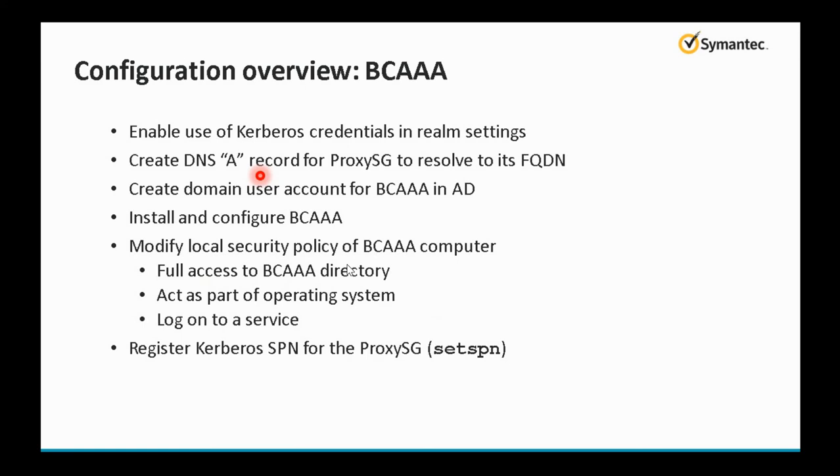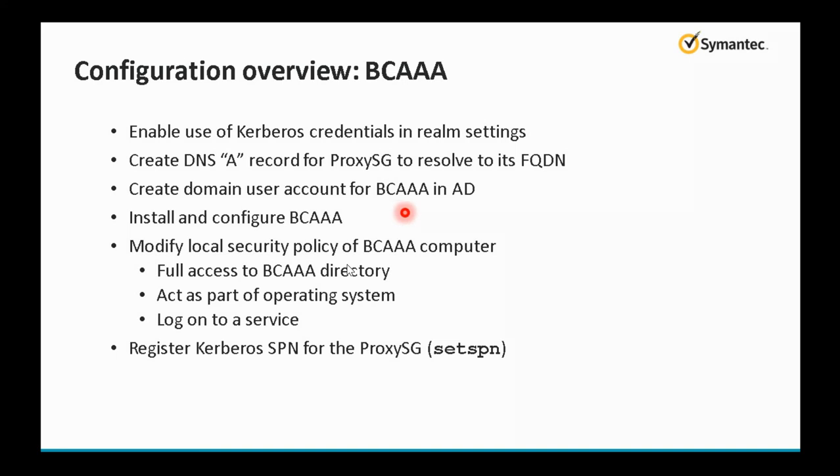Also create a DNS record for the proxy. And this time, you need to create a domain user account for the AD server. Now, when you install the agent at the server, you can actually use the local system user when you install the agent. But if you turn on Kerberos, you cannot use the local system account. You need to use a domain user account for your BCAAA agent.